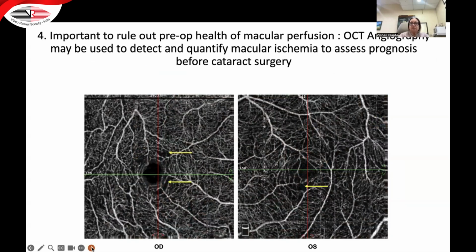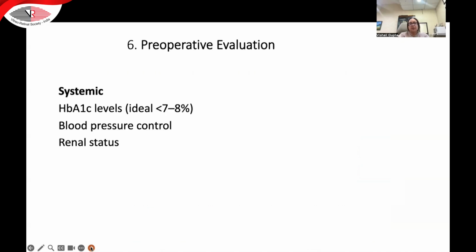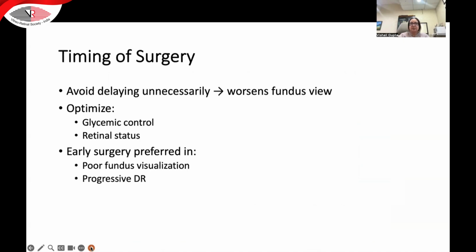Whenever possible, try to do OCT angio before surgery. It may show you areas of non-perfusion in the fovea, which will tell you that the vision post-surgery may not be optimal. Many times OCT angio will not be possible, but OCT will be. So it's important to document if the patient has any pre-existing macular edema. Besides that, the preoperative evaluation would include checking the level of HbA1c, control of blood pressure, and kidneys.